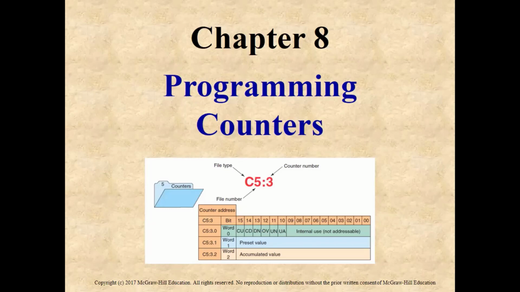So counters and timers are brothers, okay? And they're brothers because they have the same DNA. Observe here on this counter file that the counter has a file type. It's C for a counter, right? It has a file number, in this case 5, and then it has a counter number, in this case 3.